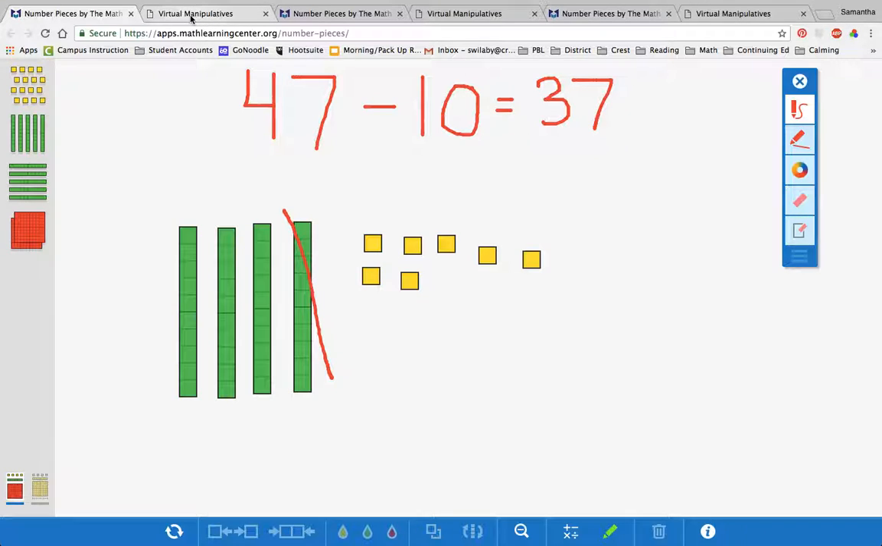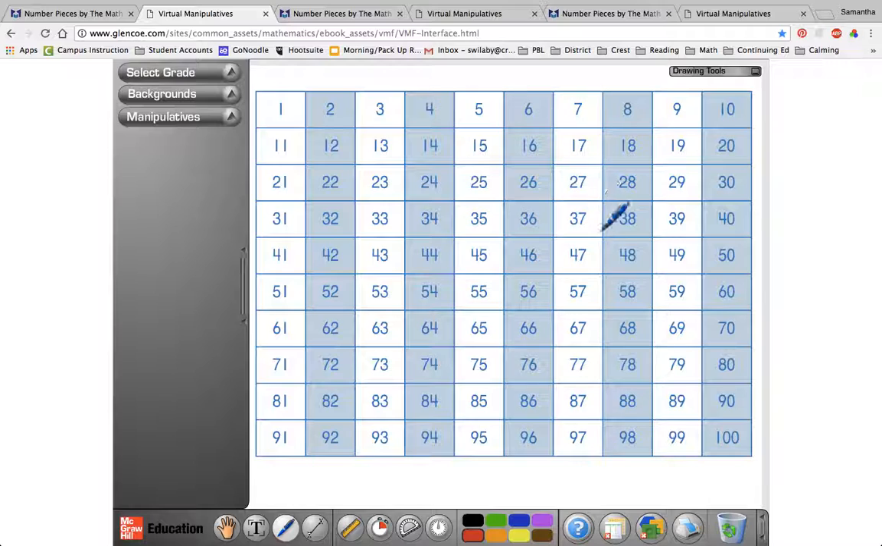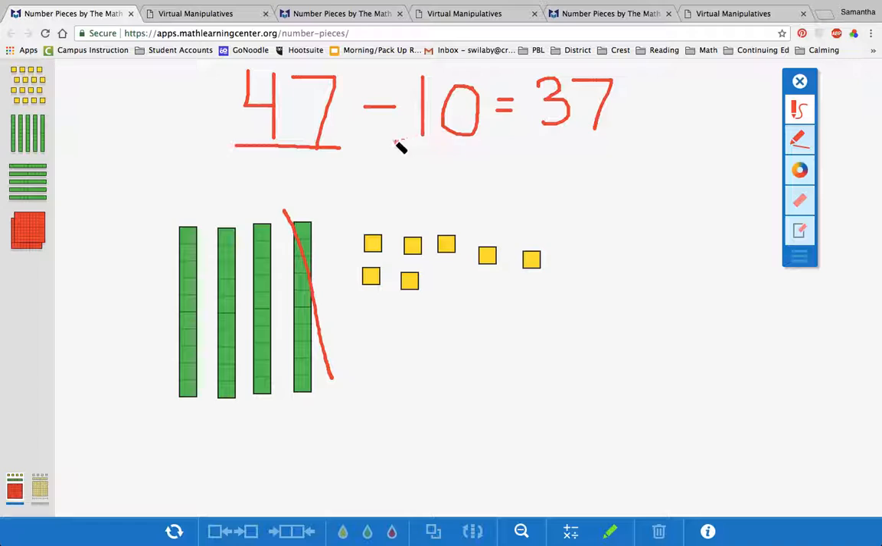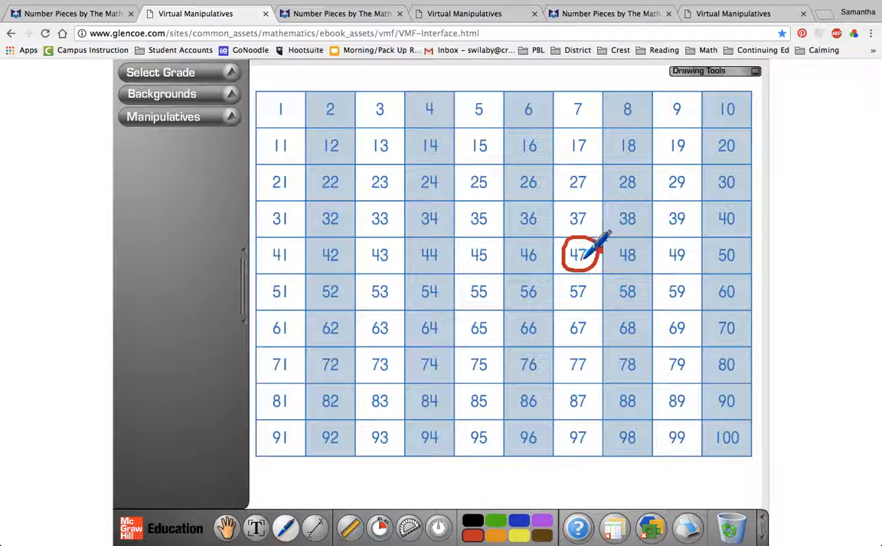Now if I'm looking at the hundreds chart and doing this, 47 minus 10, I'm going to start with 47, and I'm going to find that on the hundreds chart. I see that 47 is right here, so I'll circle it so I can find it. And then I'm subtracting 10, so just one group of 10. So instead of crossing it off, I'm going to go up on the hundreds chart 1 in the column. So this is the same as subtracting 10. So I would go up, and I would be landing on 37.